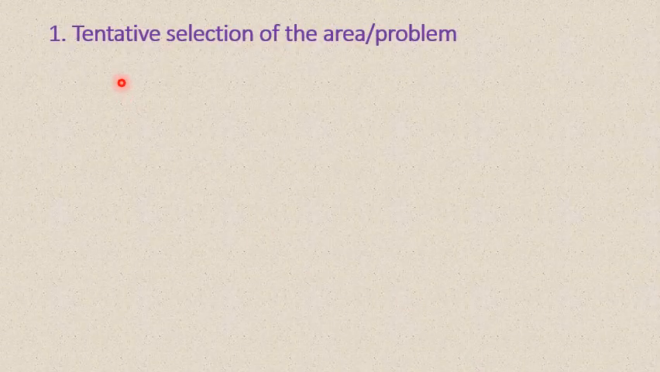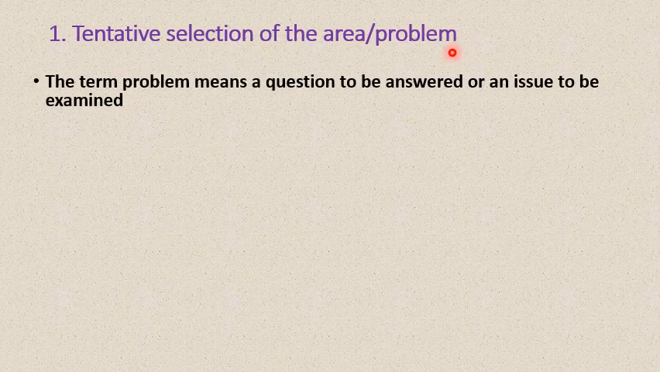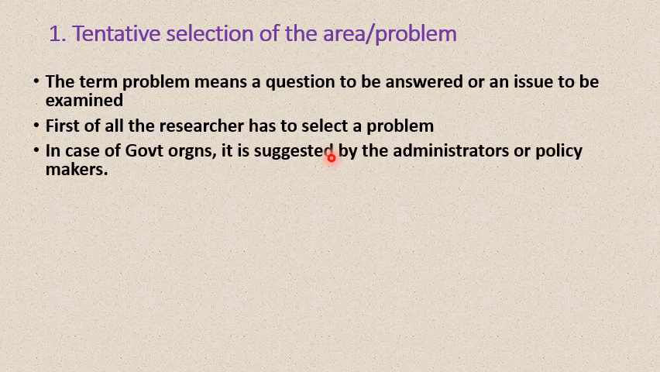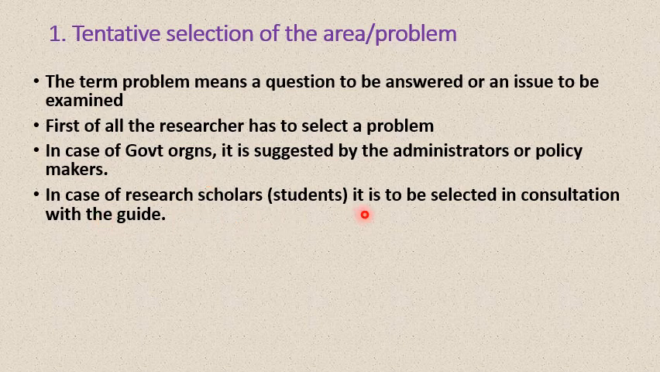First one, tentative selection of the area or problem. The term problem means a question to be answered or an issue to be examined. It is the question to be answered or an issue in the society to be examined and solved. First of all, the researcher has to select a problem or area of study. In case of government organizations, it is suggested by the administrators or policy makers. In case of research scholars, the problem is to be selected by the research scholar, but it is to be finalized in consultation with the guide or supervising teacher.